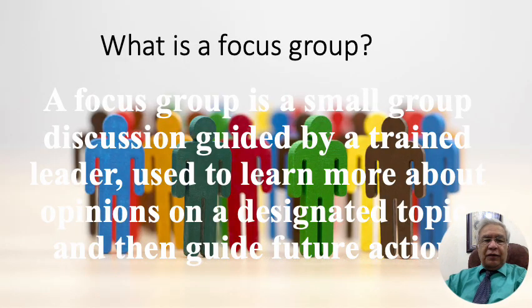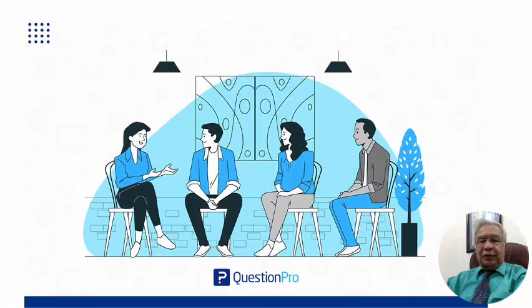So now we can have a good definition of this focus group, and that is that a focus group is a small group discussion guided by a trained leader used to learn more about opinion on a designated topic and then guide future actions. So there are 3 things again. The group is small, it's not a big one. It is guided by the trained leader, on how they need to look at the topic, or to talk about something and give their opinion on the designated topic, and that is then used in order to do many other things. In that way, this is the focus group.